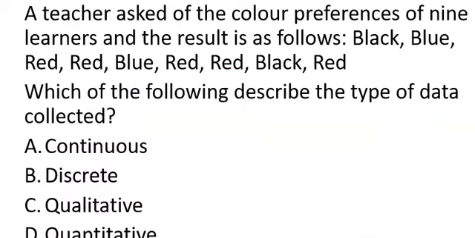Take the next one. A teacher asks 9 learners their color preference, and the result is as follows: black, blue. Which of the following describes the type of data collected? The answer is C, qualitative. The options are continuous, discrete, and qualitative. Qualitative data has to do with the use of our 5 senses and is based on observation. Blue has to do with sight. Color is qualitative, so the answer is C.